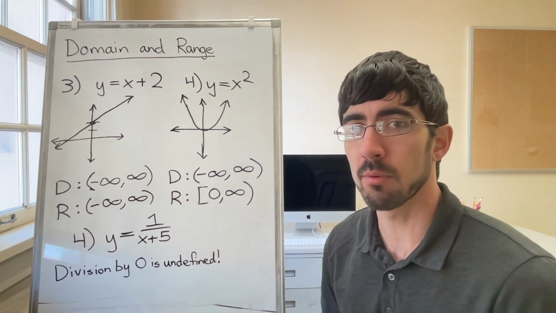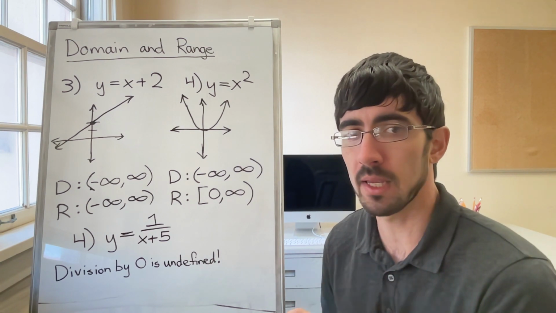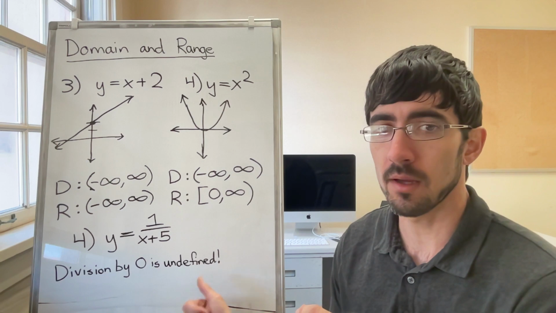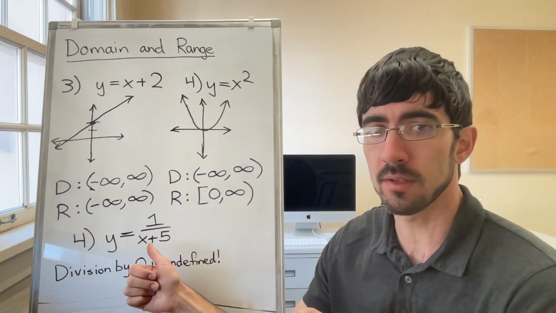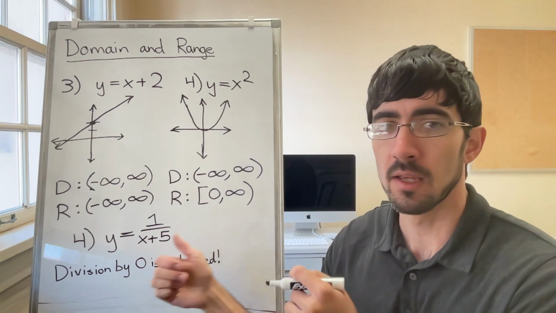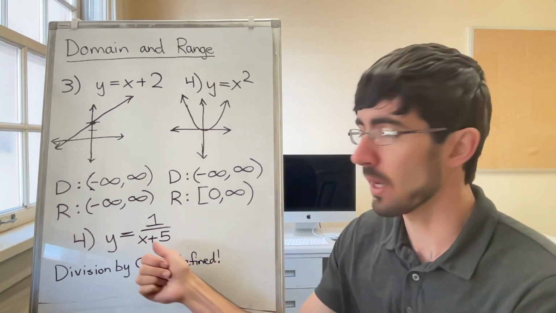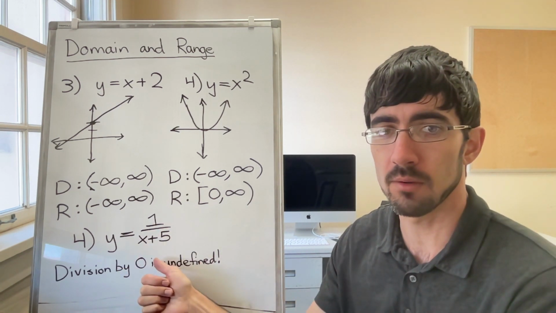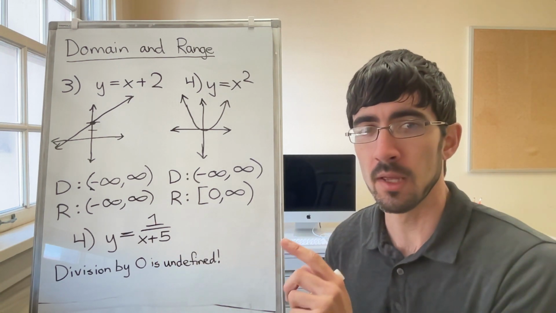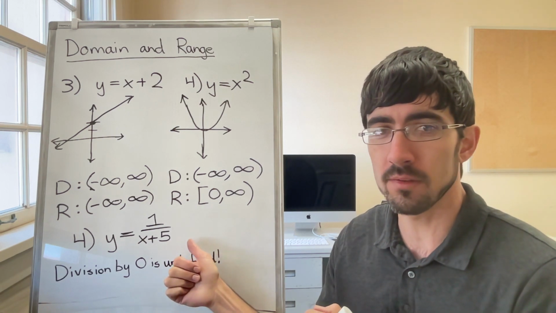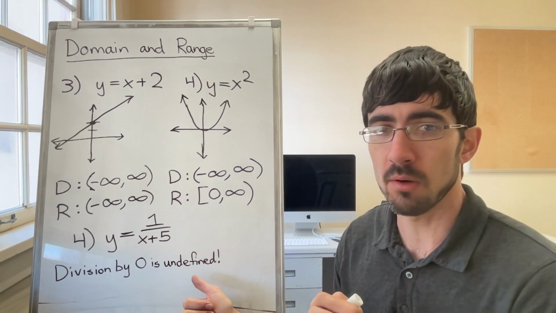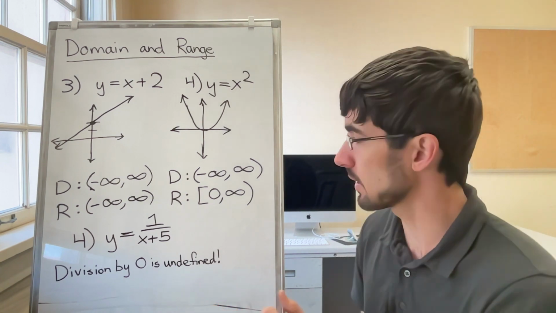But I want us to remember one thing. Let's talk about the domain of this graph. Division by 0 is undefined. So when I think about this equation, I could consider plugging in different x values and I get an output value by evaluating the x value in this equation. There's one x value that's going to cause trouble though, and it's the x value that causes this denominator to equal 0. Division by 0 is undefined in mathematics.